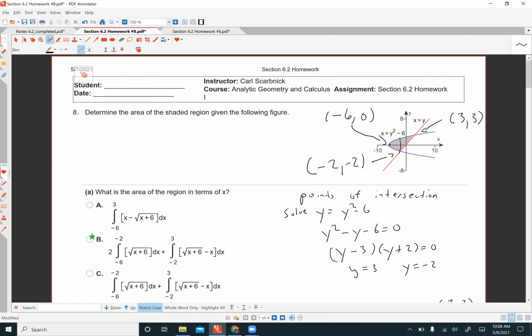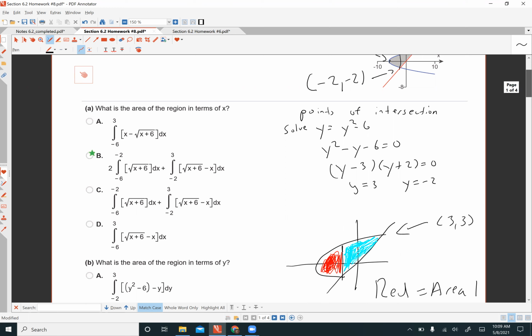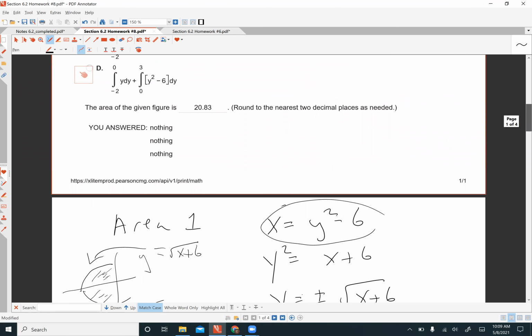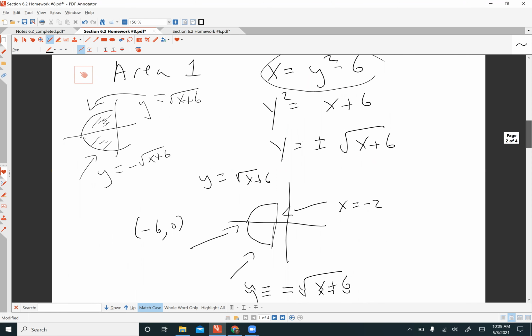So when y is 0, x is... all you have to do is plug in 0 in there. So you get the x-intercept is (-6, 0). So you can integrate from -6 to -2.